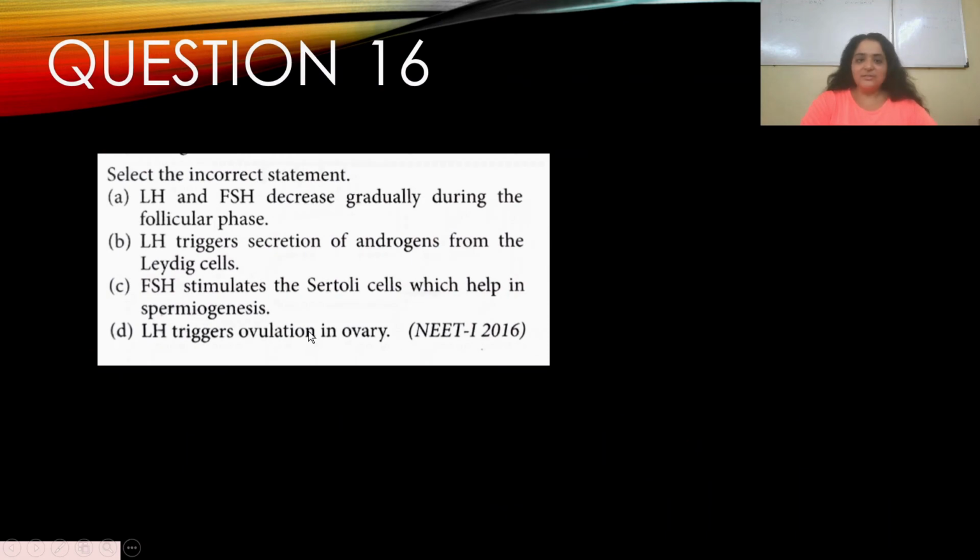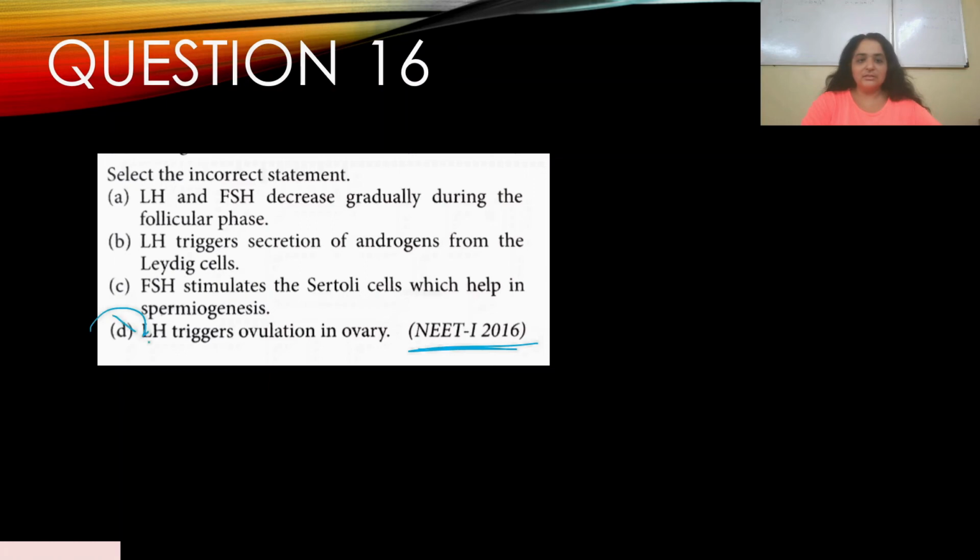Okay, so question number 16. Select the incorrect statement, and this appeared in NEET 2016. A, LH and FSH decrease gradually during the follicular phase. B, LH triggers secretion of androgens from the Leydig cells. C, FSH stimulates the Sertoli cells which help in spermiogenesis. D, LH triggers ovulation in the ovary.